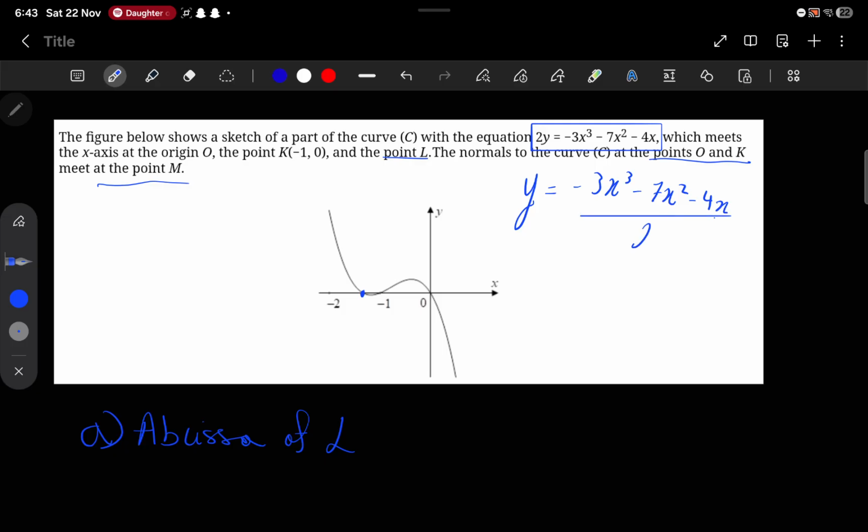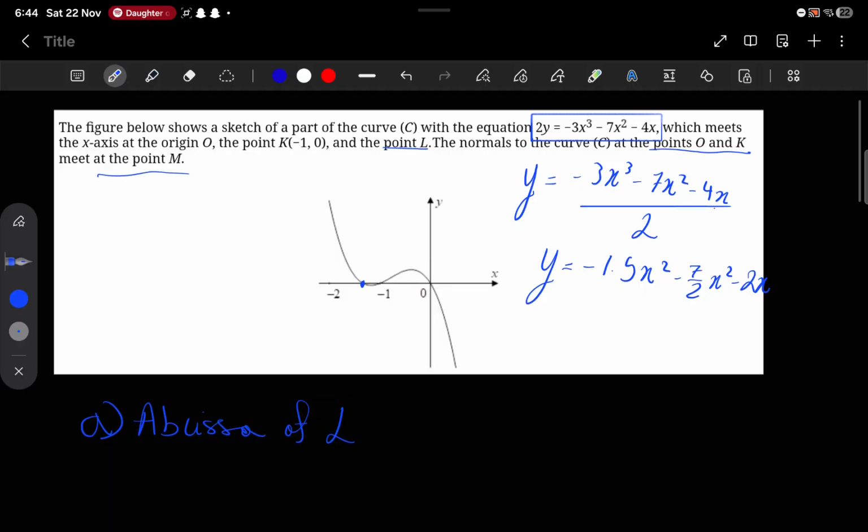Now, I prefer to leave this in decimal form. So, negative 3 over 2 is negative 1.5 x cubed. Negative 7 over 2, x squared. Minus 4 over 2 is just 2. Right? Remember, minus 4 over 2 is just minus 2. So, minus 2x. Okay.